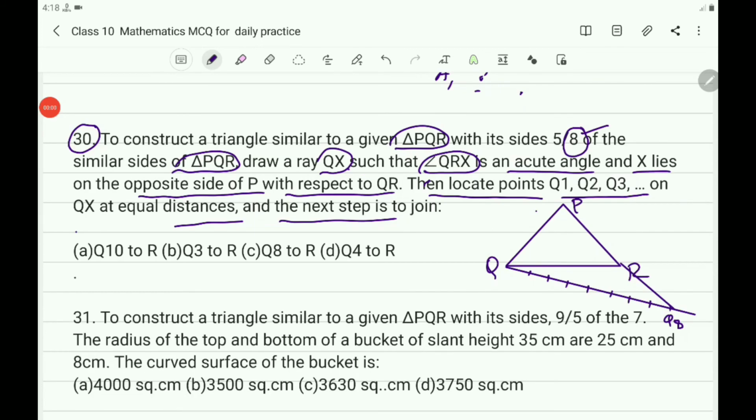So what are the options? Q10 to R, Q3 to R, Q8 to R, Q4 to R. Here we have to join Q8 to R. So option C is the answer.